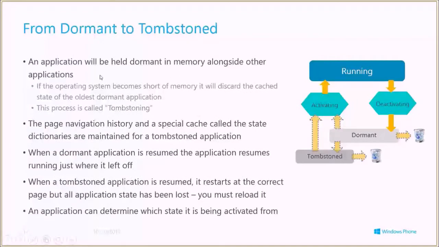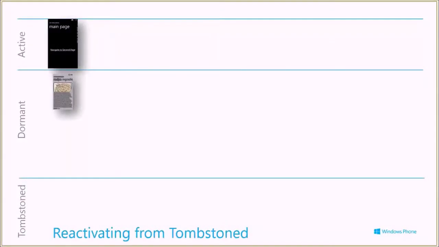What about a tombstoned app? When a tombstoned app is resumed, it restarts at the correct page, but all the application state has been lost, so you must reload it. That means that in the deactivation you might need to save what the user has written in the text box, and then reload it when the application loads. So can an application determine which state it's being activated from, tombstone or dormant? Yes, and we'll show that in a few minutes.